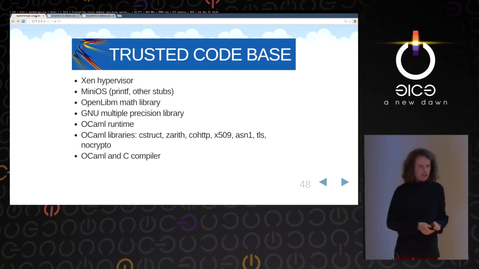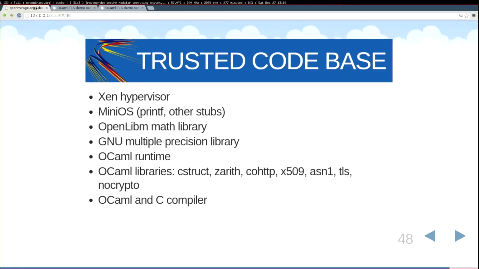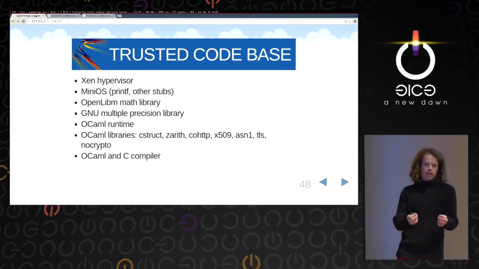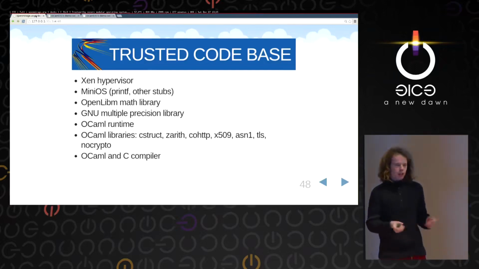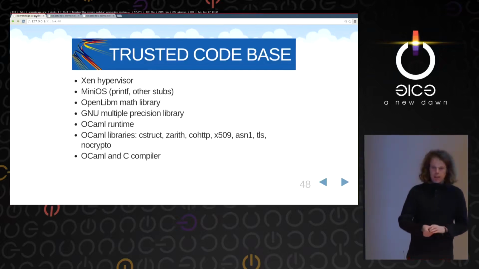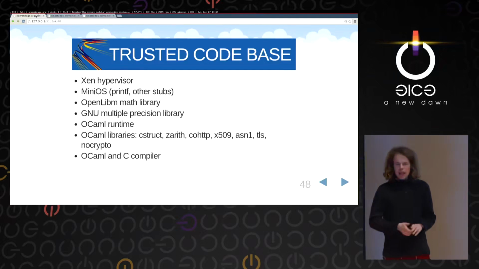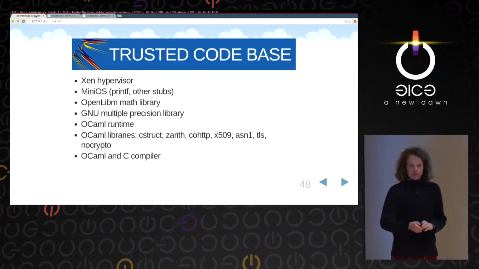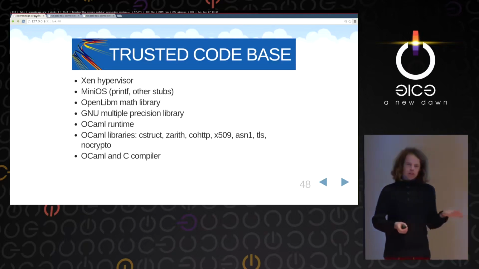And what is a trusted code base in our scenario? I started this talk with the trusted code base, and I also want to conclude with what the trusted code base of Jackline, my instant messaging client, is. Well, it's the Xen hypervisor because it runs on Xen. On top of that we have a library called MiniOS, which provides some stubs and printf functionality. Then we use OpenLibM as a math library. We use GNU GMP for the big number arithmetic.